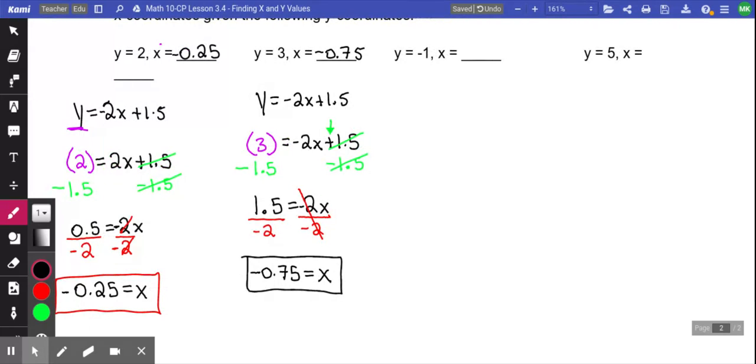There's 2 more. If you want to pause and then try them on your own and then come back and see if you got them right, that'd be wonderful.